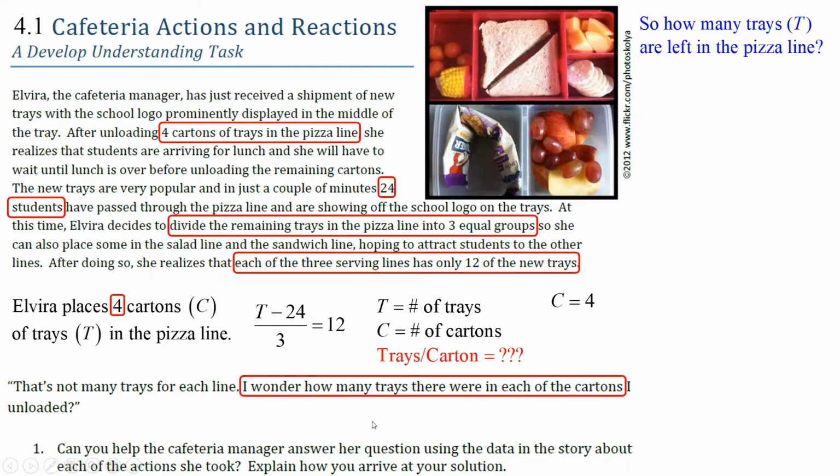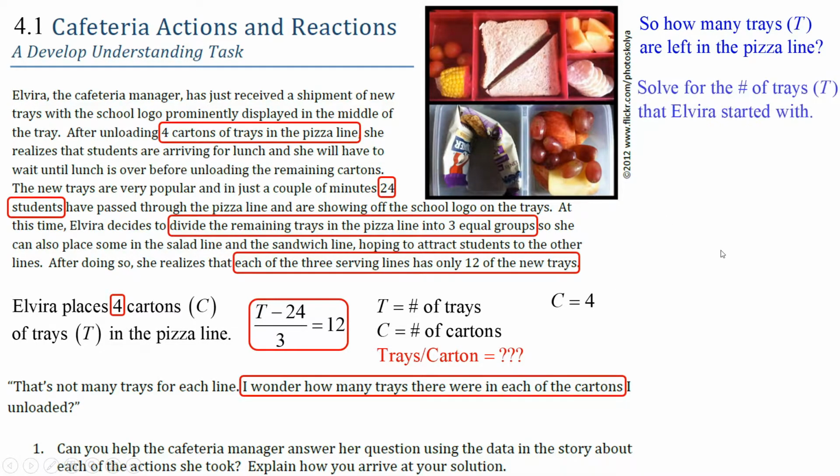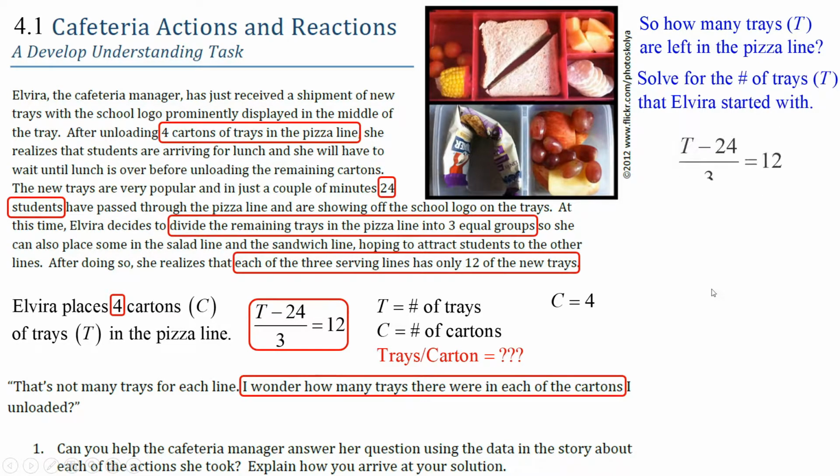Can you help the cafeteria manager answer a question using the data in the story about each of the actions she took? Explain how you arrive at your solution. So we're going to take this equation and we're going to solve for T, the number of trays T that Elvira started with. So that's the number of trays that were in those original 4 cartons. This is our first real experience in this class. You did this some last year of solving equations. So I've got to solve for this T right here.